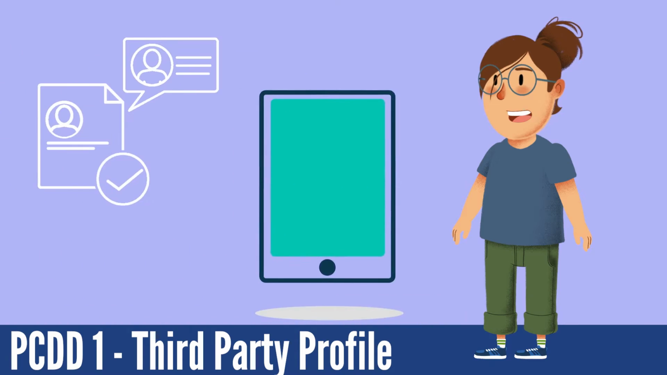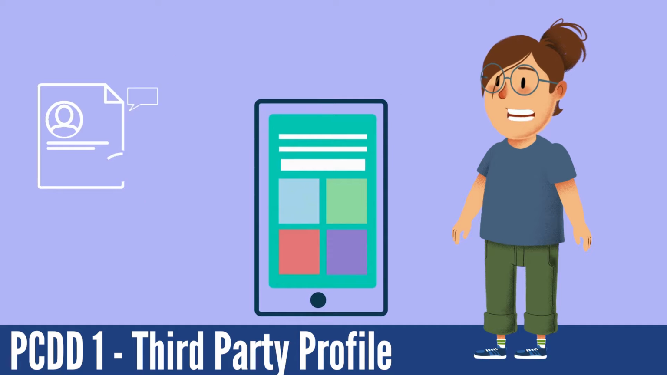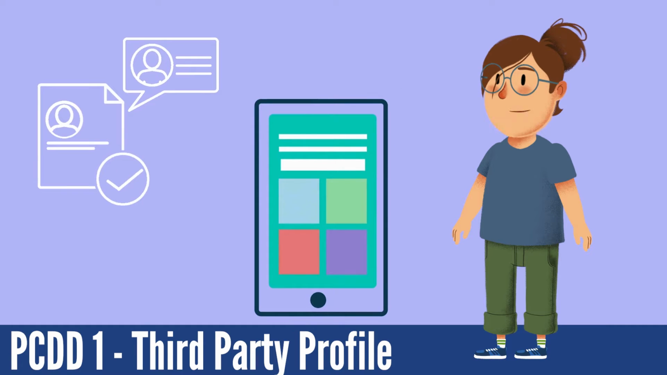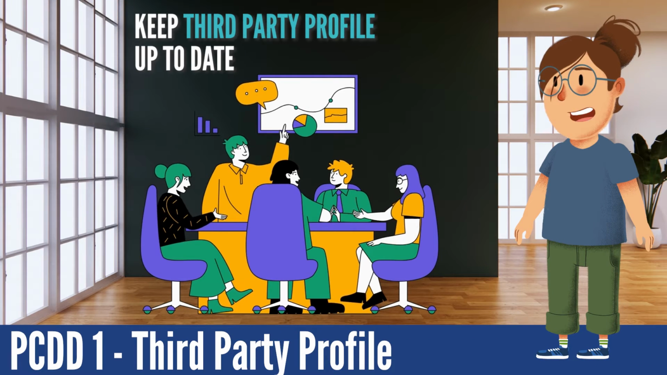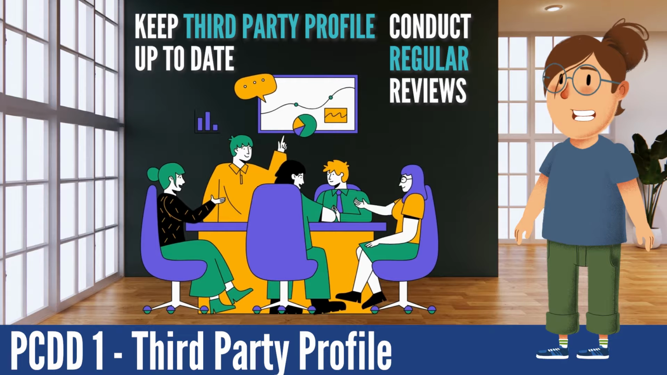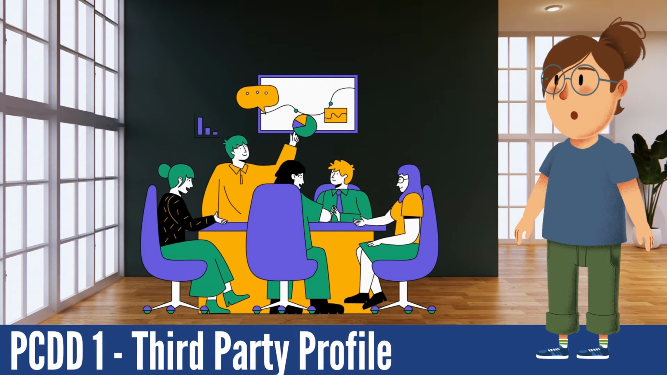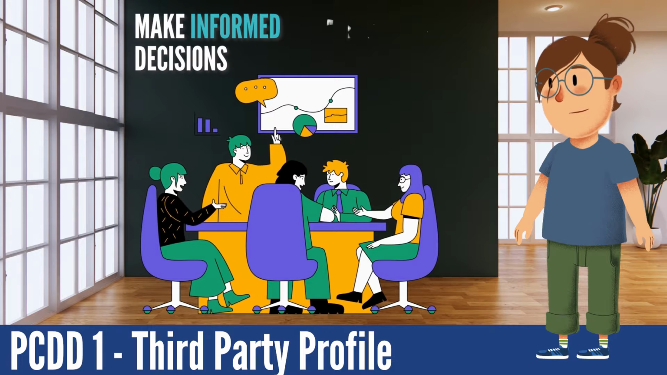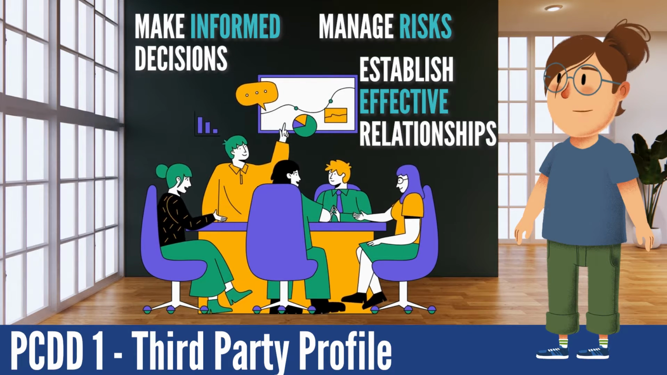Additional details can be added to the third party's profile depending on other regulatory guidance and/or your own organization's strategic and risk management requirements. It's essential to keep the third-party profile up to date and conduct regular reviews to ensure that the information remains accurate and relevant. This comprehensive profile will help the organization make informed decisions, manage risks, and establish effective relationships with its external partners.